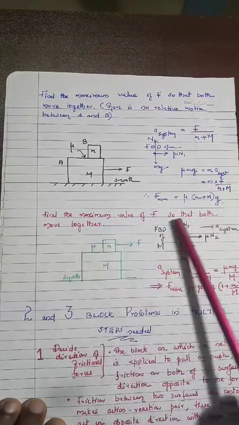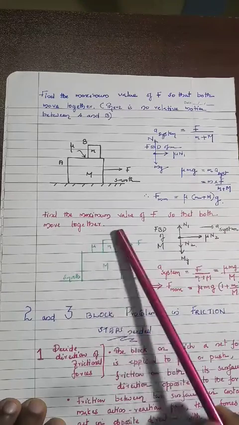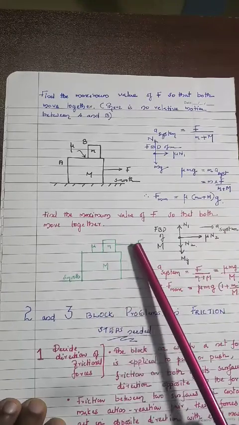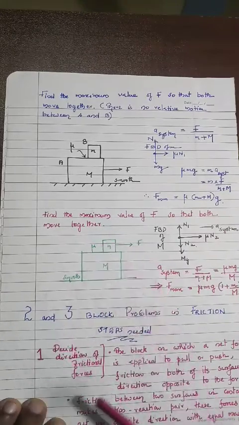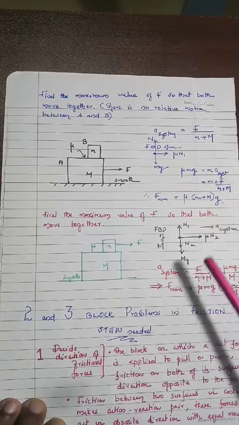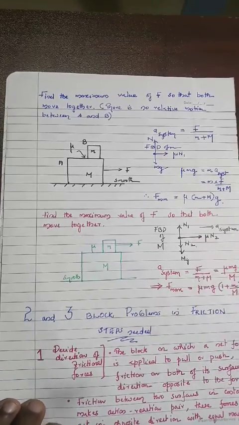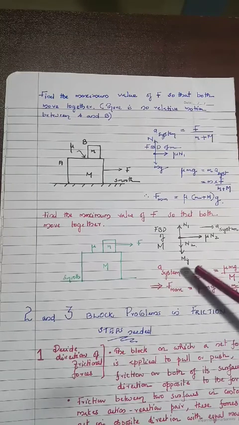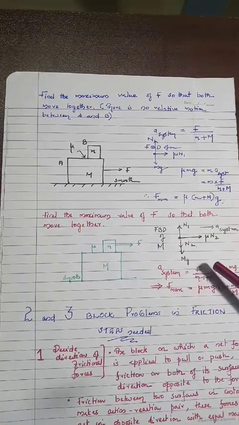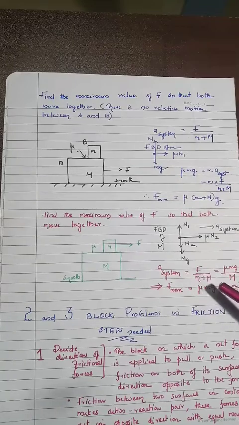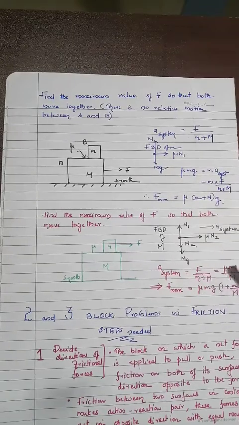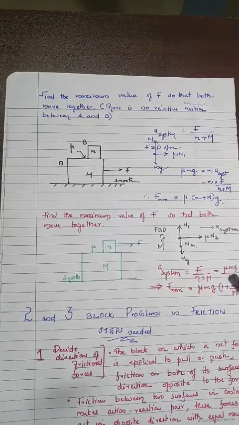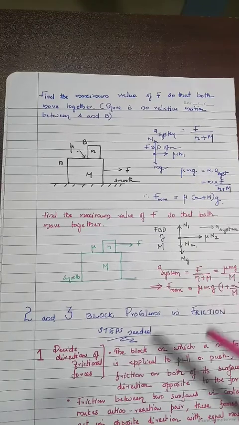What is the maximum value of F so that both move together, but here the force is acting on the small m mass? Draw the free body diagram. It can be written as acceleration of the system is equal to F by small m plus capital M, equal to mu mg by capital M. So you can solve it like that.